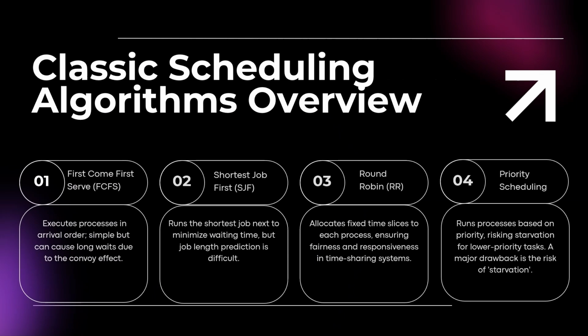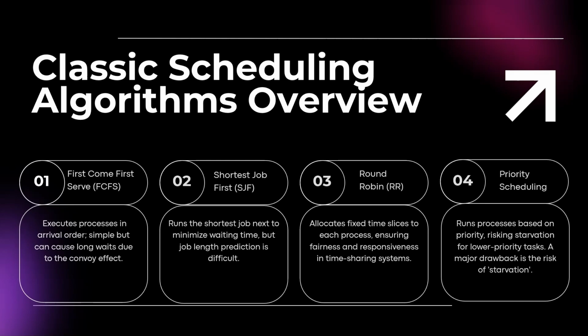Classic scheduling algorithms overview. So now let's discuss four classic CPU scheduling algorithms. First come first serve, FCFS, executes processes in the order they arrive. It is simple but can cause long delays known as the convoy effect. Shortest job first runs the shortest job next, minimizing waiting time, though predicting job length isn't always easy.